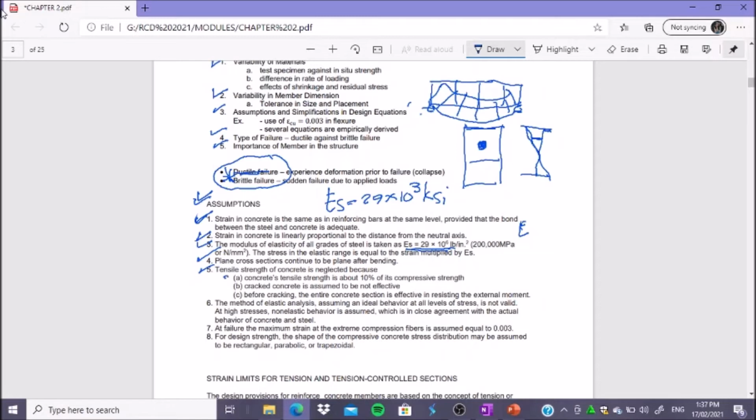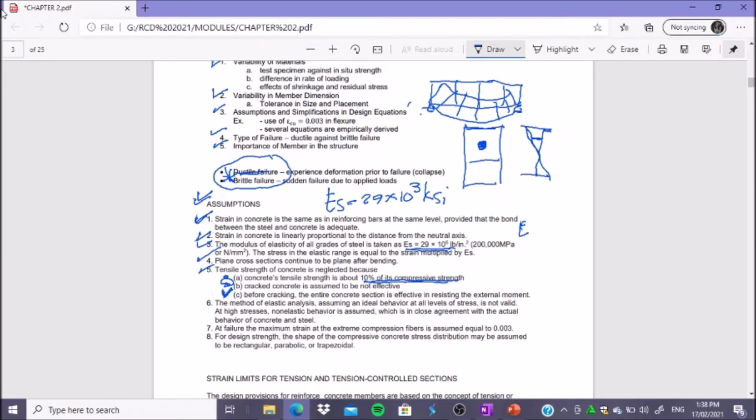Number 5, the tensile strength of concrete is neglected. Okay, this is important, because the concrete tensile strength is only about 10% of its compressive strength. And later I will say something in the videos about this 10% of its compressive strength. We say that concrete is assumed to be non-effective. That is why we neglect it. Before cracking, the entire cross-section is effective in resisting the external moment. If you look at our first topic, the behavior of concrete under load, before cracking, we already use the gross section.